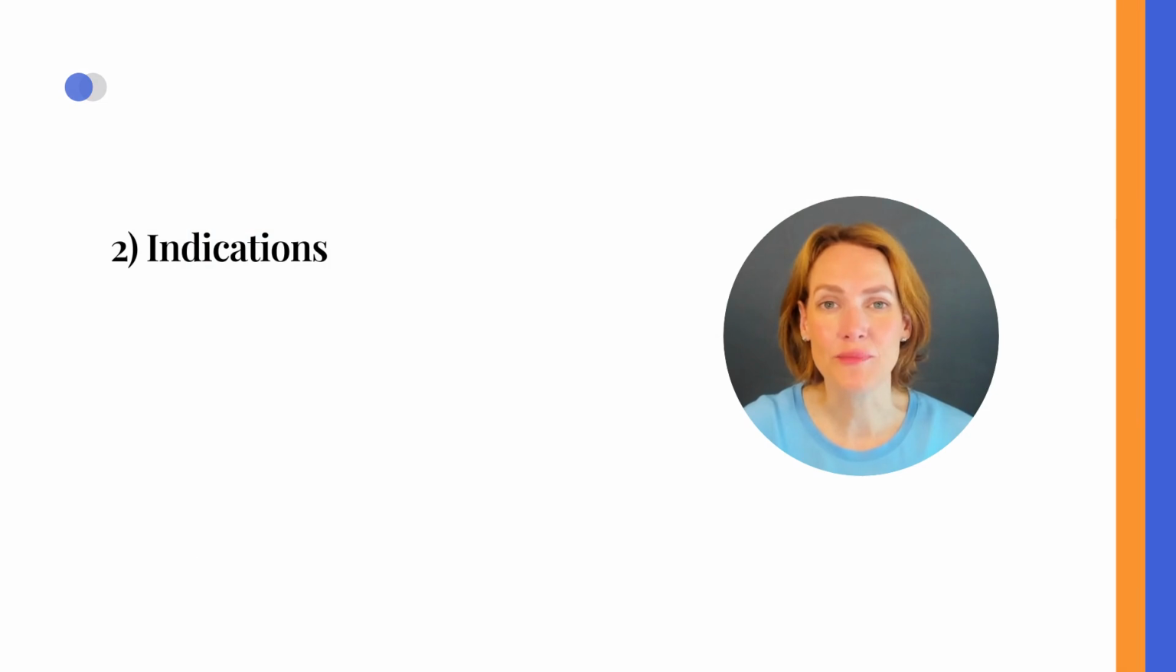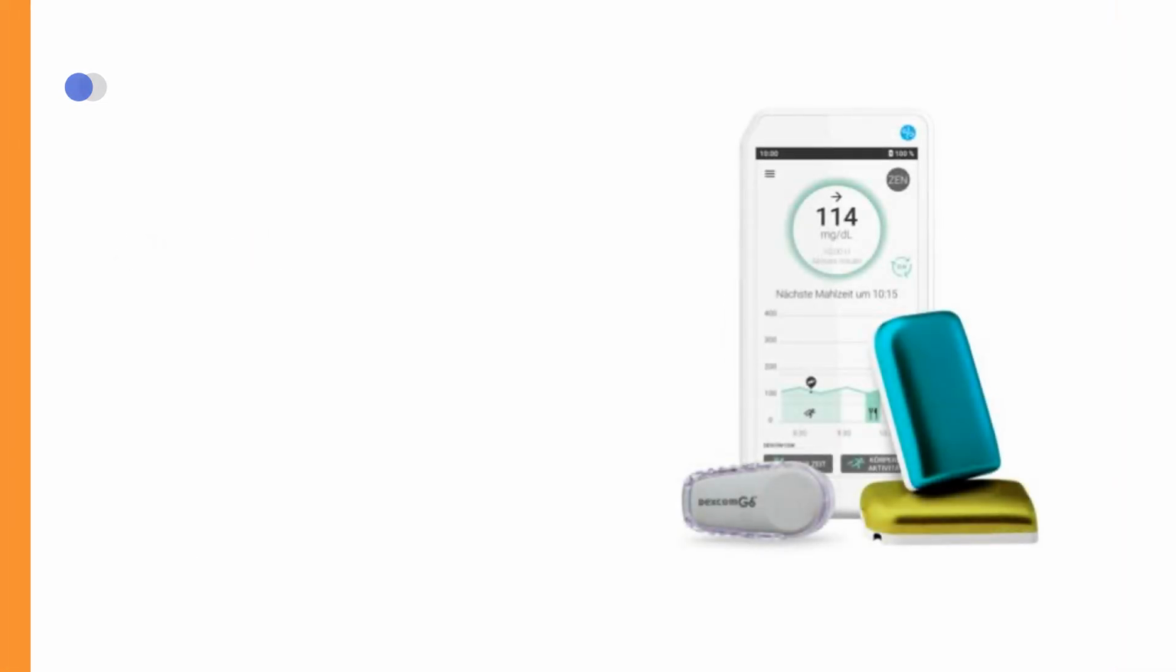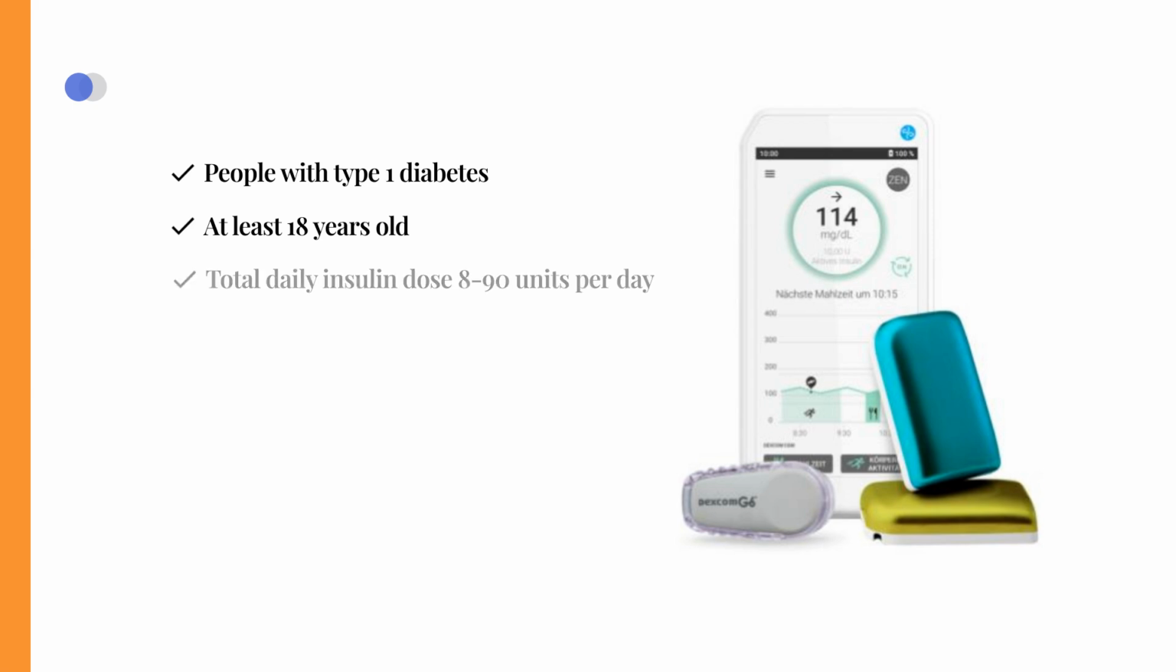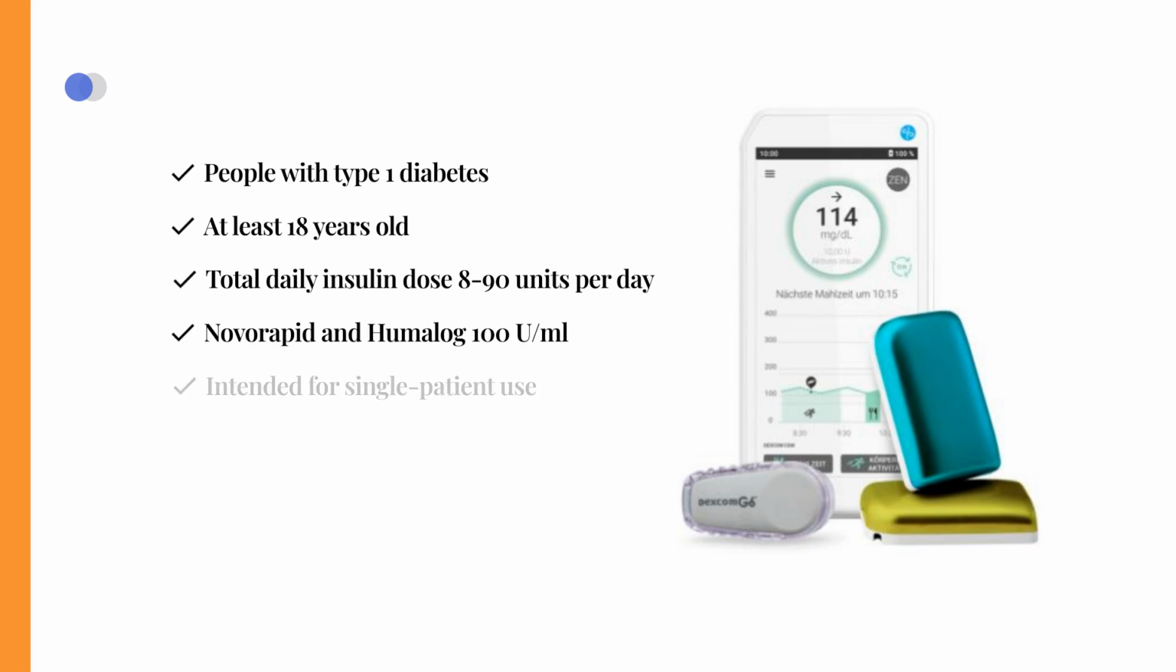2. Indications. The DBLG1 algorithm is CE labeled for use in individuals with type 1 diabetes who are at least 18 years old. It is suitable for individuals with a daily insulin requirement ranging from 8 to 90 units per day. The system is only compatible with NovoRapid and Humalog, 100 units per milliliter rapid-acting insulin, and is intended for single-patient use. Please note that the DBLG1 system does not have an FDA label at this time, and it is not approved for use in pregnancy and during dialysis.